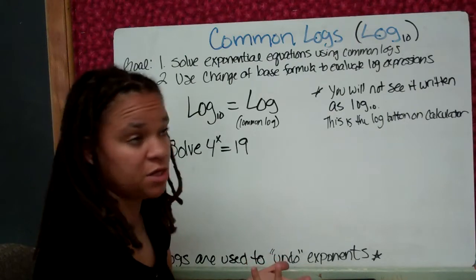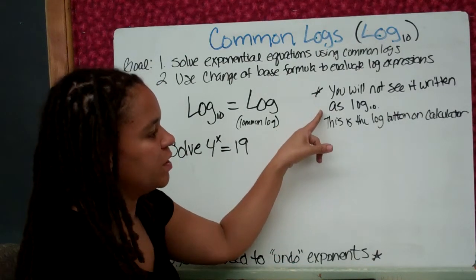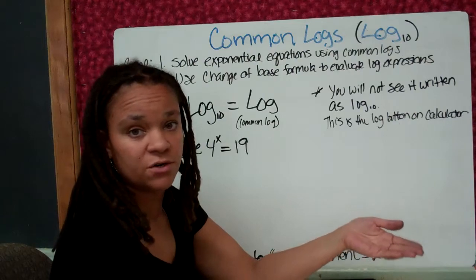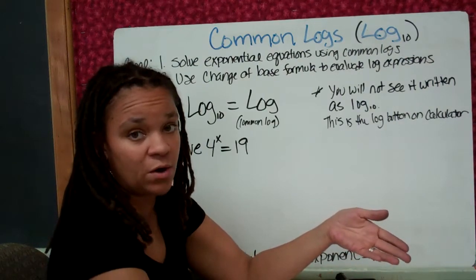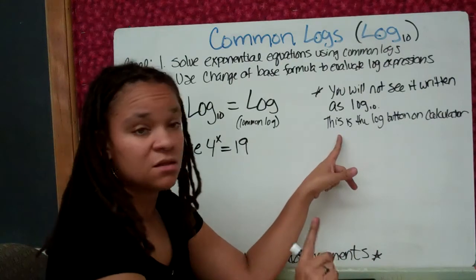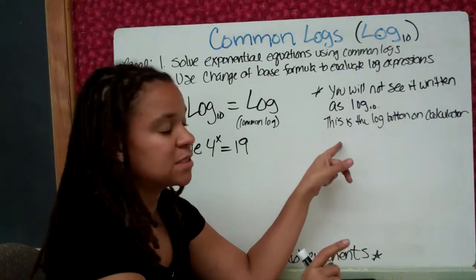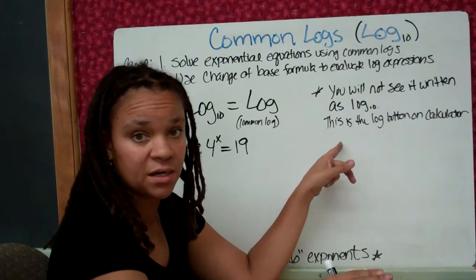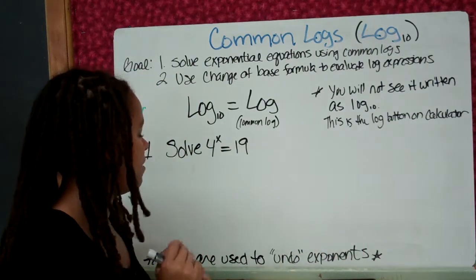It's the one that's most commonly used, and you will not see it written as log base 10. You just have to understand, if you just see log written without a base, understand that that means base 10. It's the common log. And when you see the log button on your calculator, that means log base 10. So you can't use that button unless it's log base 10. So keep that in mind.